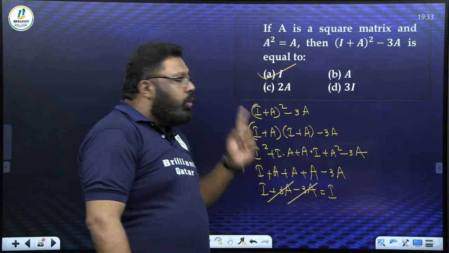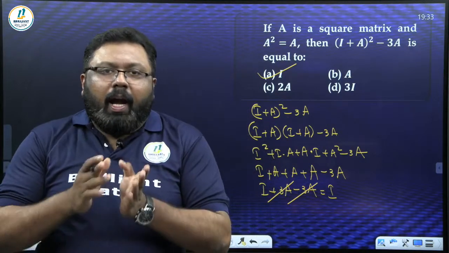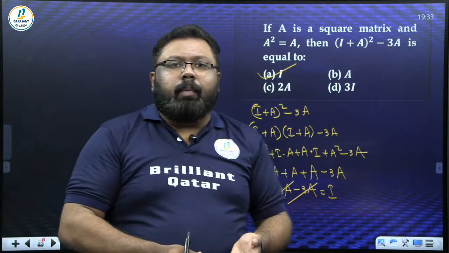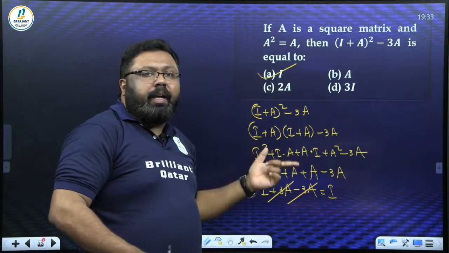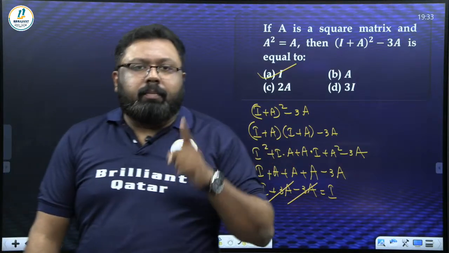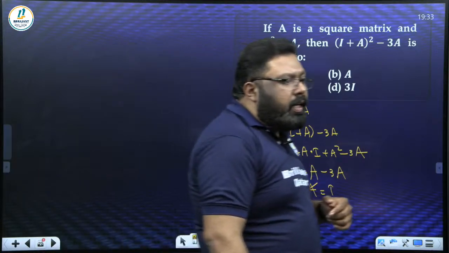Again, I'm telling you, do not confuse yourself. In this case, though IA equals AI, I did not use algebra formula. My concept is very clear. In all these questions, you must always use bracket multiplication. Please remember.